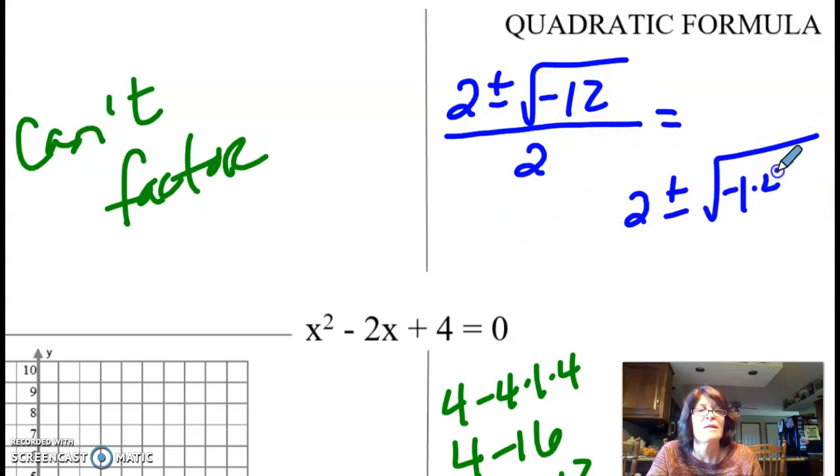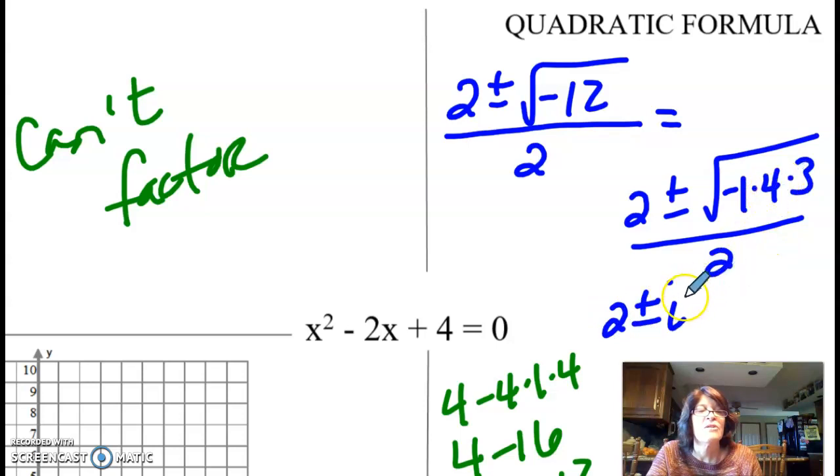This is negative 1 times 4 times 3, right? I can take the square root of negative 1, it's i. I can take the square root of 4, it's 2. I'm going to write 2i. I don't like to write i2. It's not proper. 2i square root of 3 all over 2.